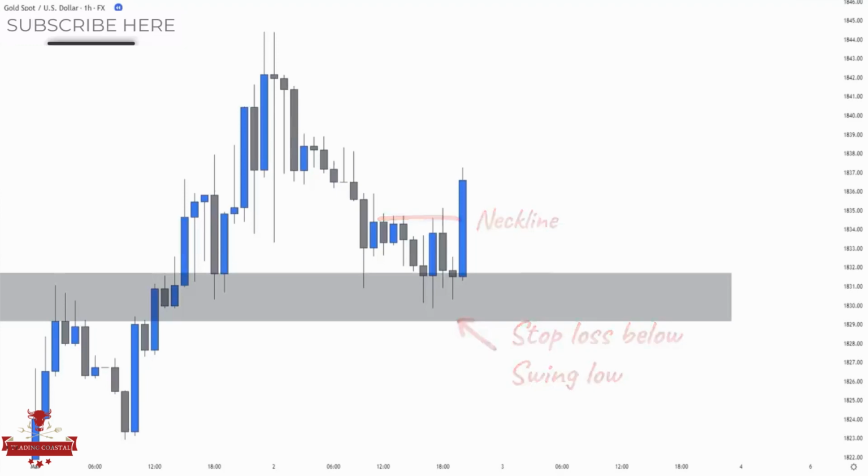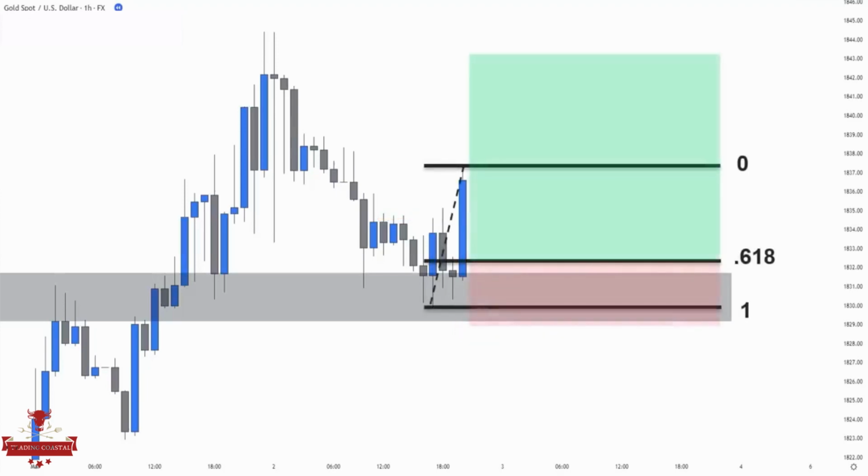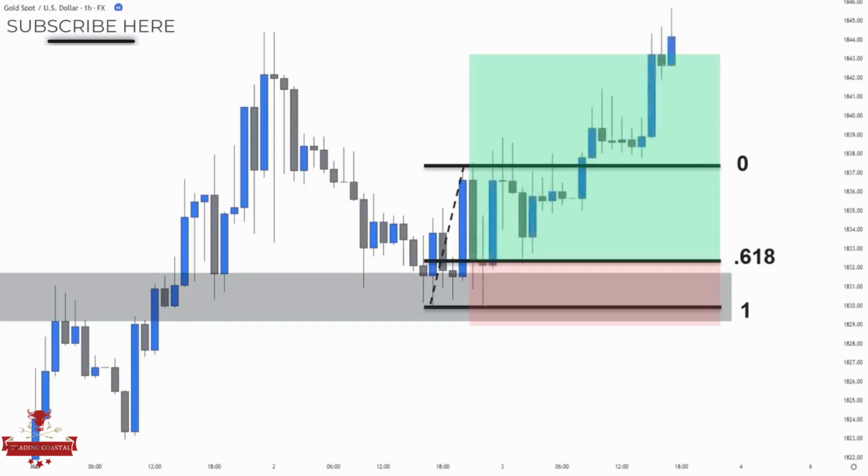So we apply the retracement tool and place buy orders on the 618 fib level. Place your stop loss below the swing low and close half of your position when the price reaches 2 times your risk. This way, you could make your trade break even and close your full position when the market taps into a higher time frame supply level.